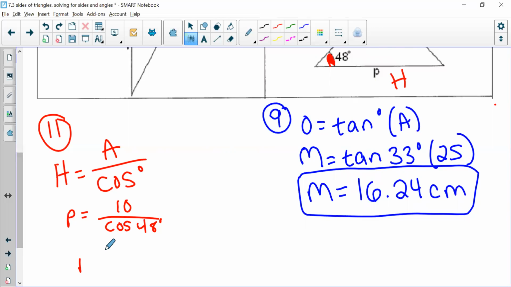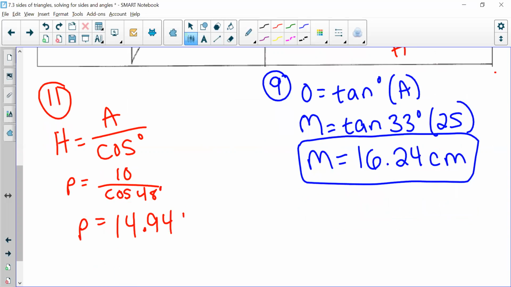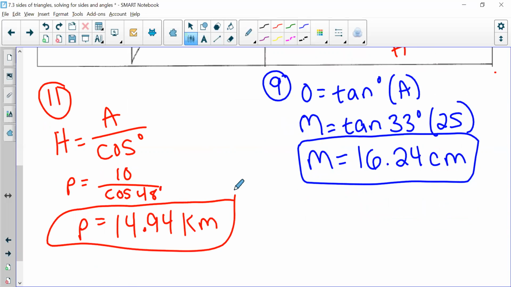Let's compare 10 divided by cosine of 48. What are we getting? 14.94. Very good. And what was my units on this one, Lauren? Kilometers. Kilometers, that's crazy. Kilometers, true. Okay.